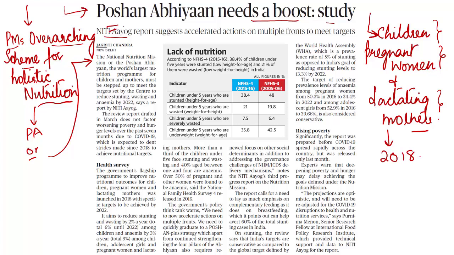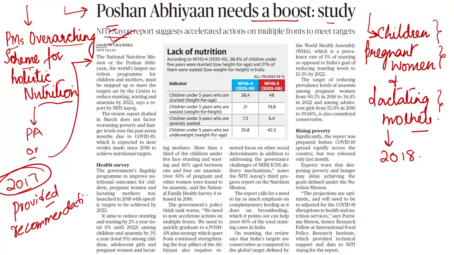Niti Aayog has played a very important role in shaping this Poshan Abhiyaan. How? The year was 2017. A strategy was released by Niti Aayog, and this strategy presented an analysis of the problems of malnutrition and how we can overcome these problems. That strategy was provided by Niti Aayog in the year 2017. And all these recommendations of Niti Aayog, made in 2017, were included in this Poshan Abhiyaan.